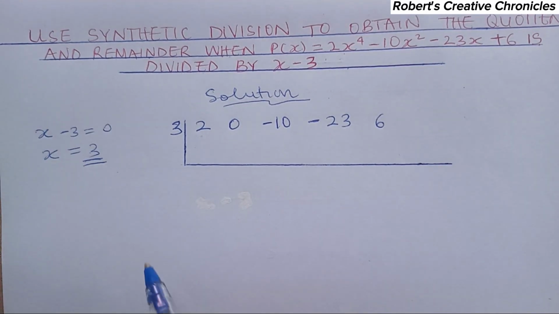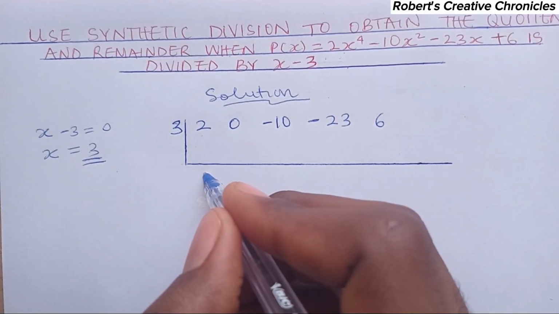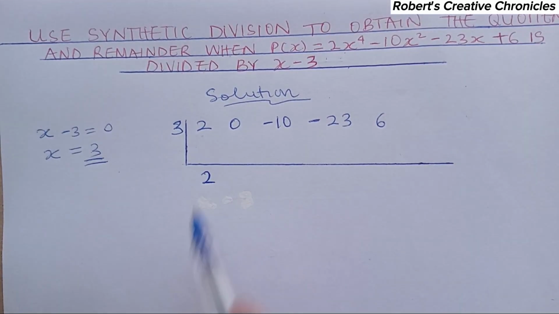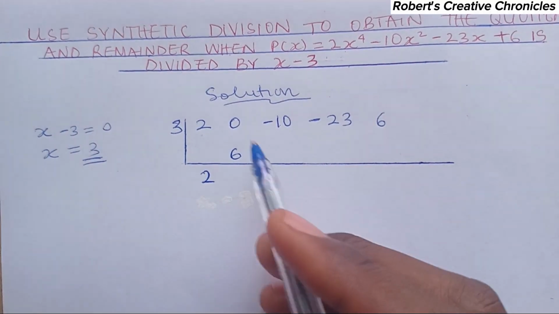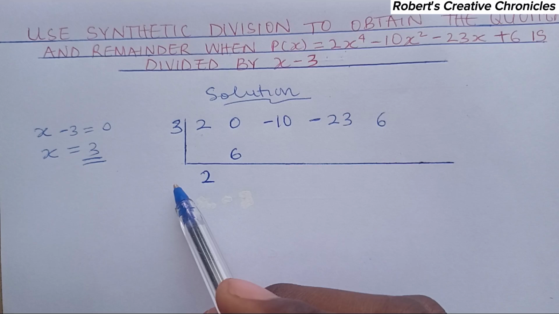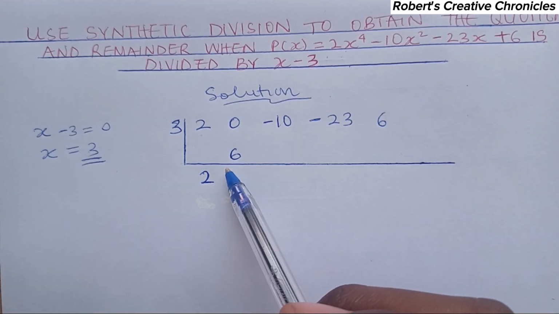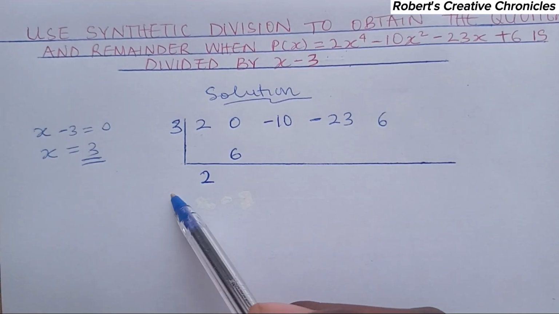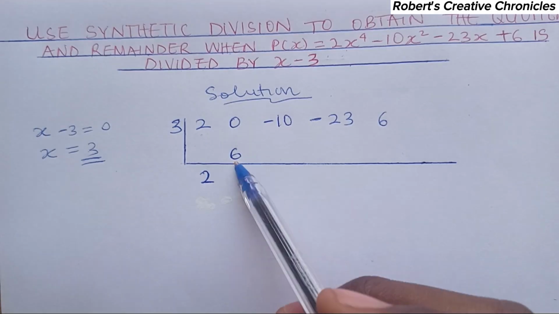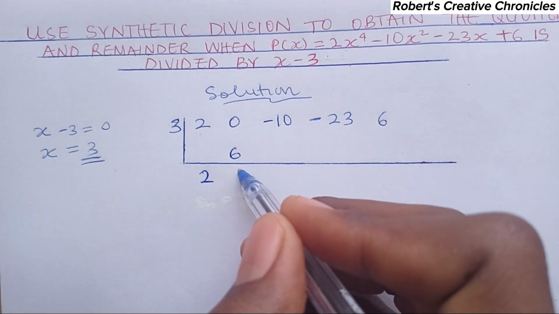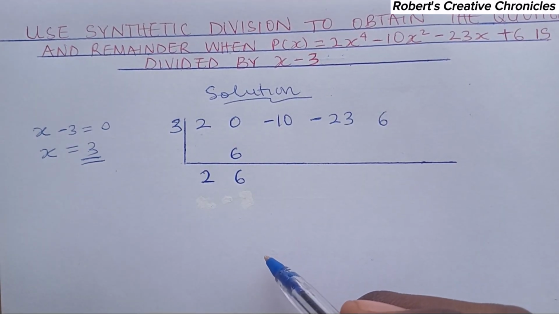So now let's begin. This 2 we will bring downward. Here will be 2. Then we'll find the product. 2 times 3 is what? 6. Then in this synthetic division, unlike the long division method, we are going to add these terms. In long division, we do subtraction. In this one, we do addition. We are going to add 0 plus 6, which is 6. Then 6 times 3 is what? 18.